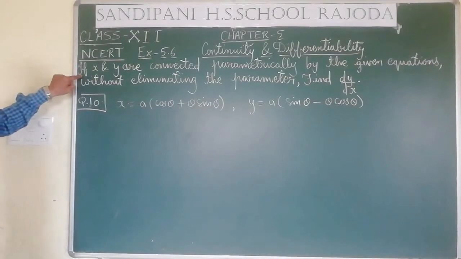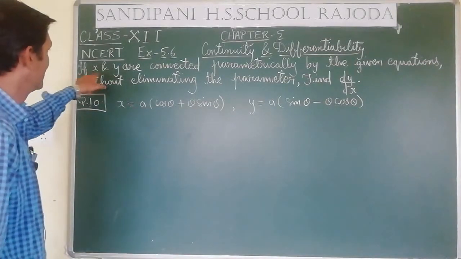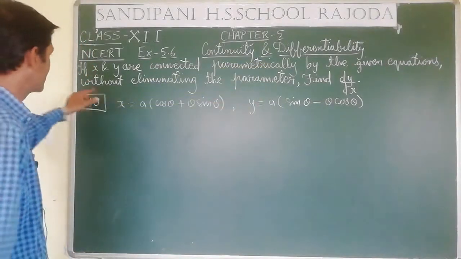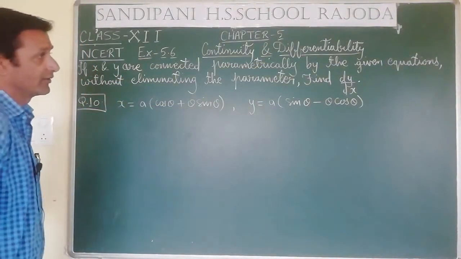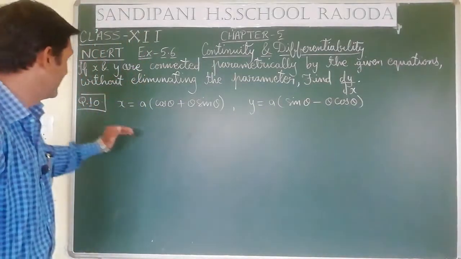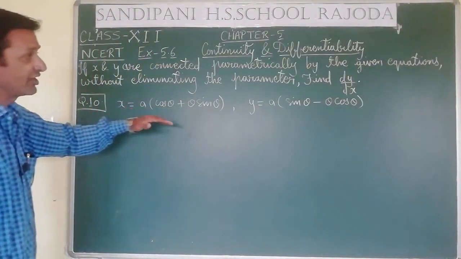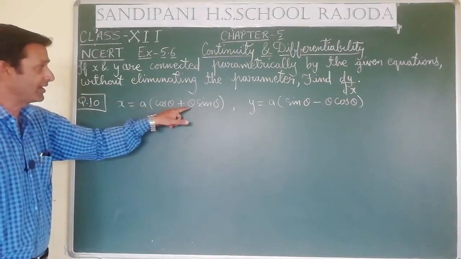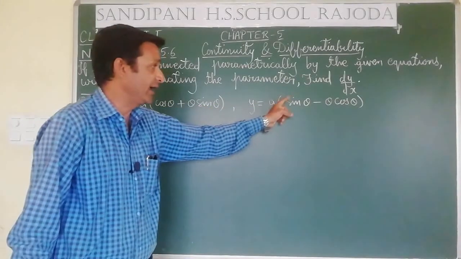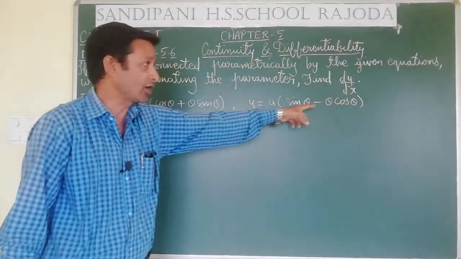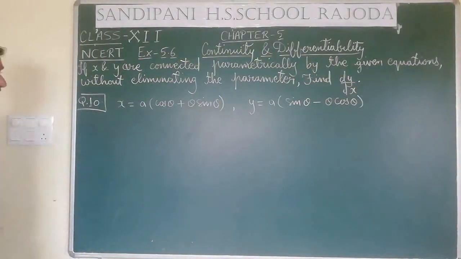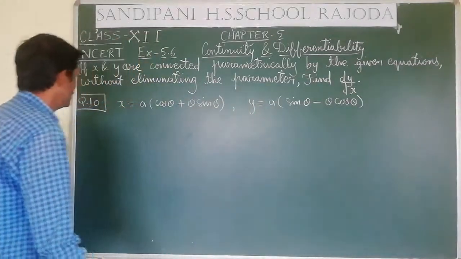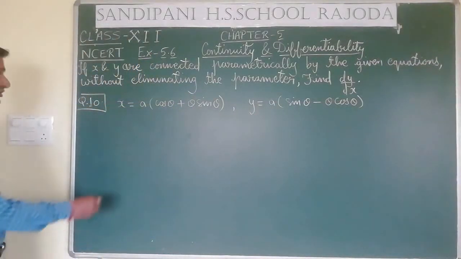The topic is: if x and y are connected parametrically by the given equations, without eliminating the parameter, we have to find dy by dx. Here x and y are separately mentioned in terms of the parameter theta. So x is equal to a in bracket cos theta plus theta sin theta, and y is equal to a in bracket sin theta minus theta cos theta. Here a is constant and both are functions of the parameter theta, so with respect to theta, we have to differentiate this.